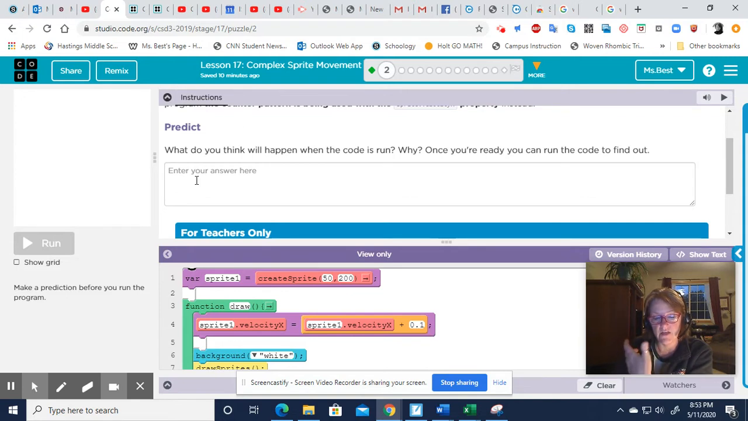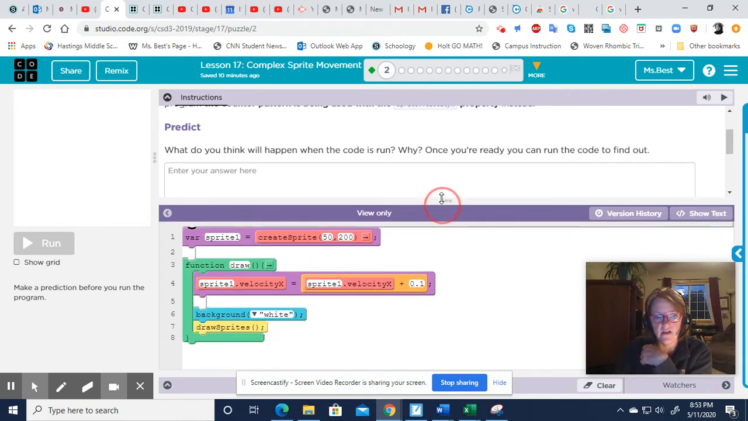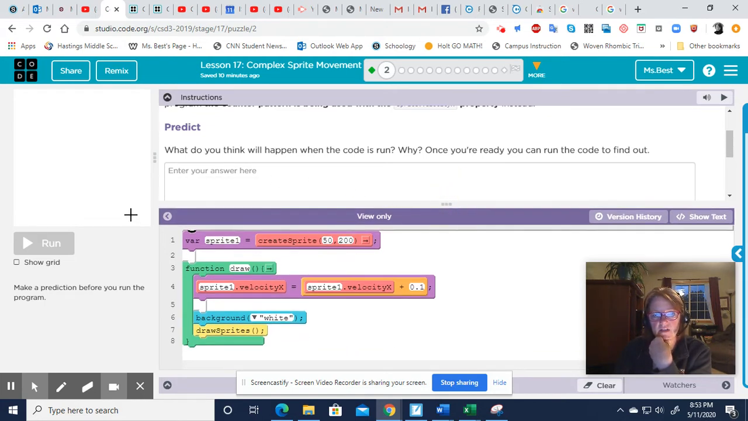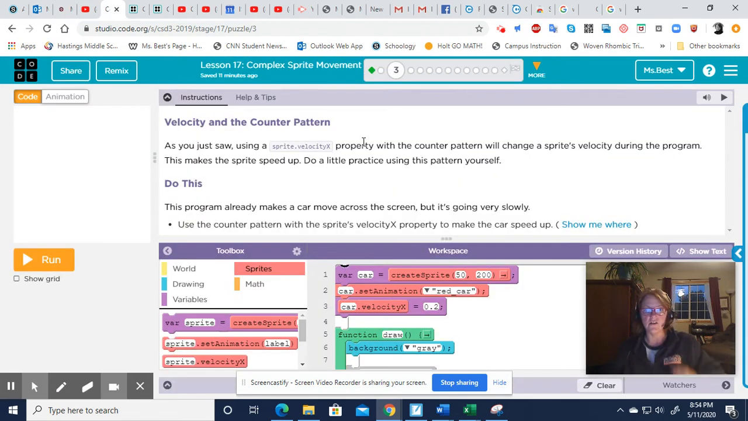So you are supposed to predict what you think is going to happen when this code is run. You have to enter something in here, and don't just put a dot in there. Make a valid type of guess. So we've got some kind of sprite. It has a velocity x, and they're going to take that velocity and increase it by 1/10. What do you think is going to happen? So go ahead, put a guess in there, hit run, see what happens, and see if your prediction is correct. When you get done with that, go ahead and click on finish, which won't show up for me now because I'm not typing anything in there. And let's get on now into level number 3.